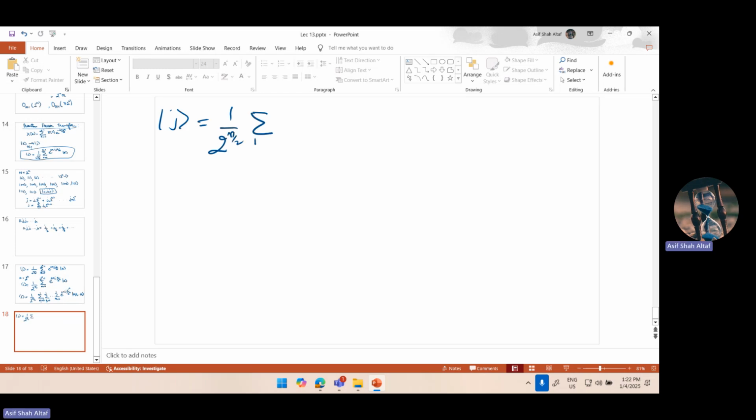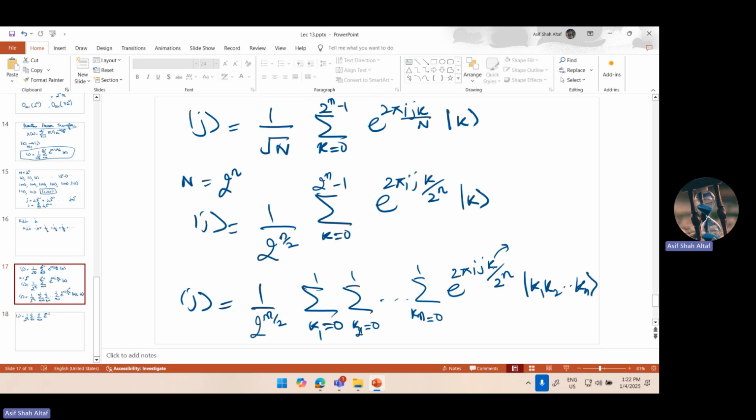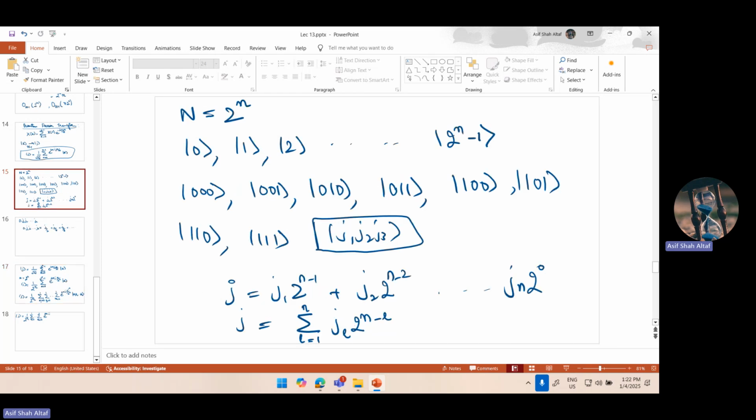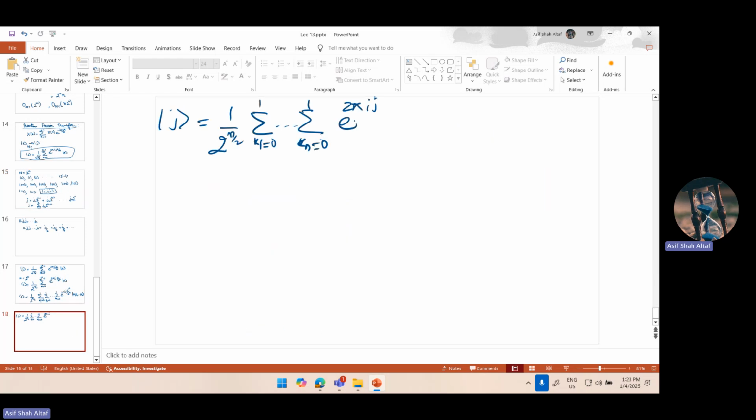So we will have these summations k1, kn, 0 to 1, and then we will have e to power 2 pi ij. Now this k here is in decimal notation, right? We need to write it as a binary notation. So we just saw how we can write any number as a binary notation using this summation. Okay, so let's plug this thing here.